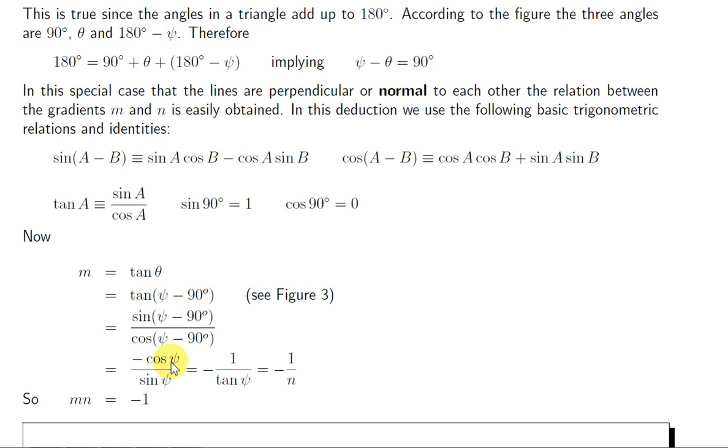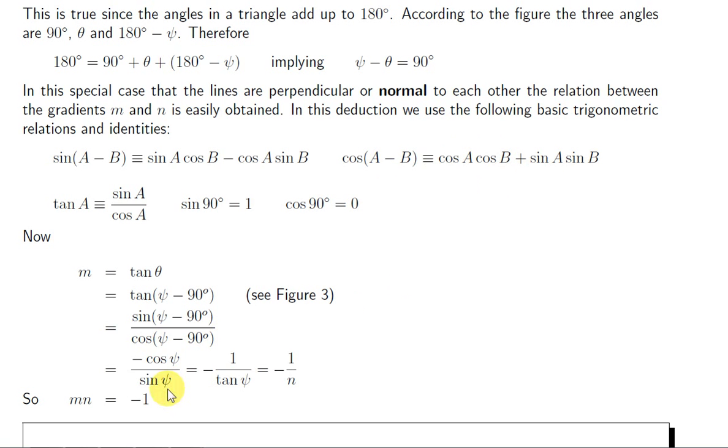As for the cos of psi minus 90, we use this identity here. Plug psi in for A, 90 in for B. The cos of 90 is 0, so this term goes out. The sine of 90 is 1. So we get sine psi by 1, which is sine psi.